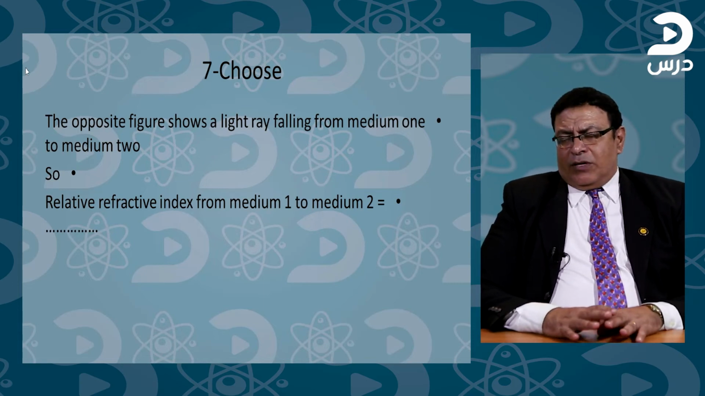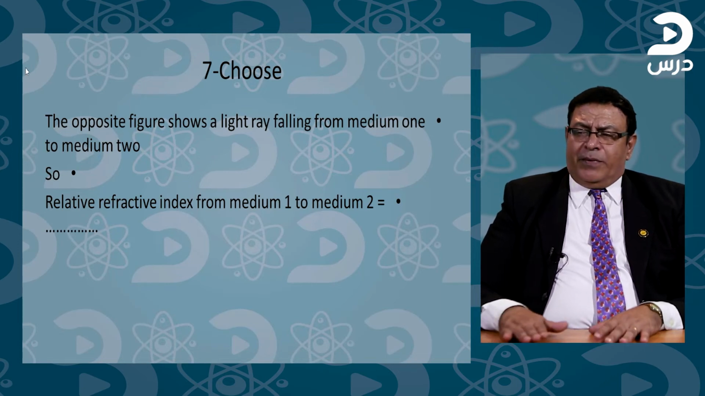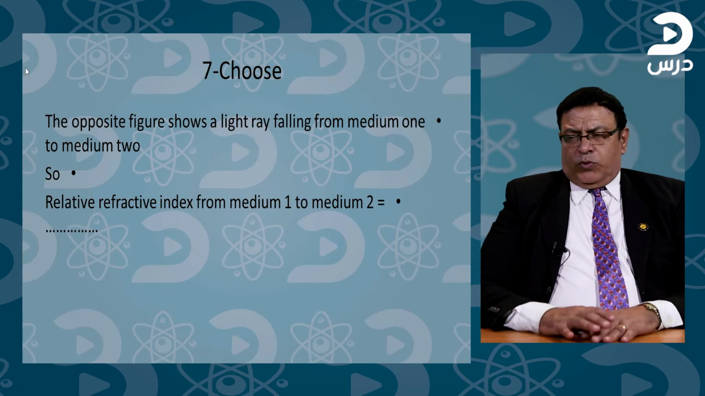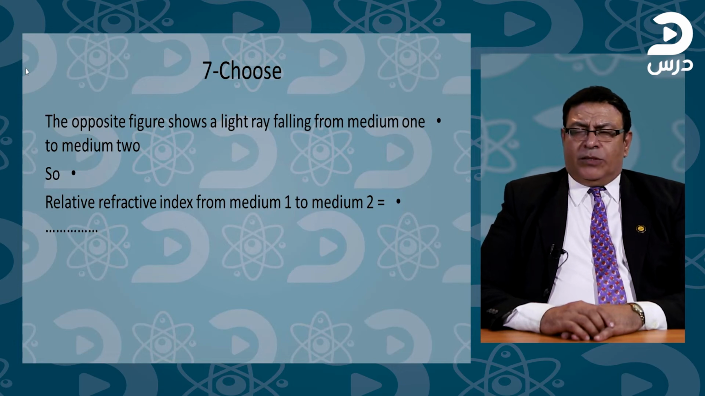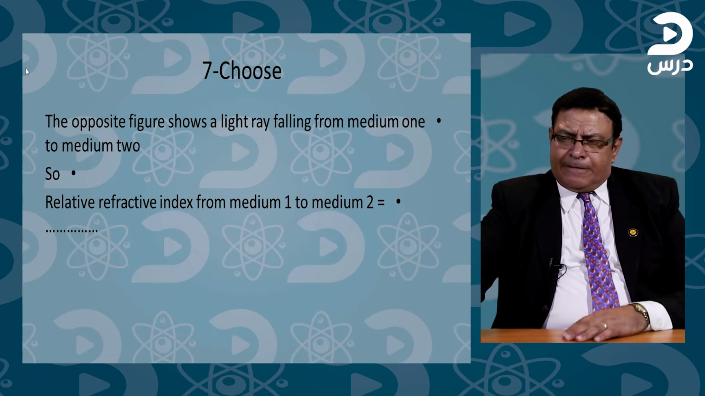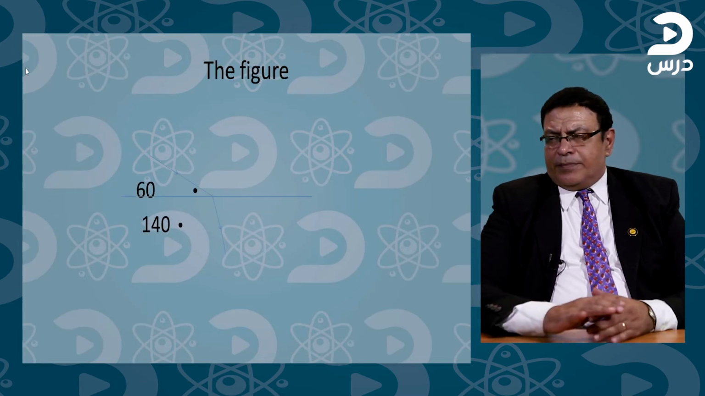عامل هنا فيجر وهنشوفه دلوقتي. بيقول لي light ray ضوء falling from medium 1 to medium 2. So the relative refractive index from medium 1 to medium 2 equals... وقال لي space. تعال نشوف كده. هنا ده الشيب.